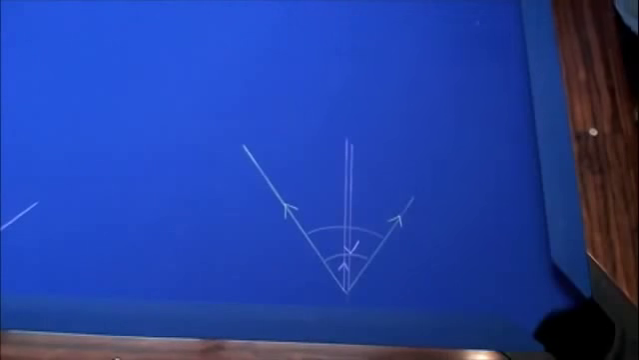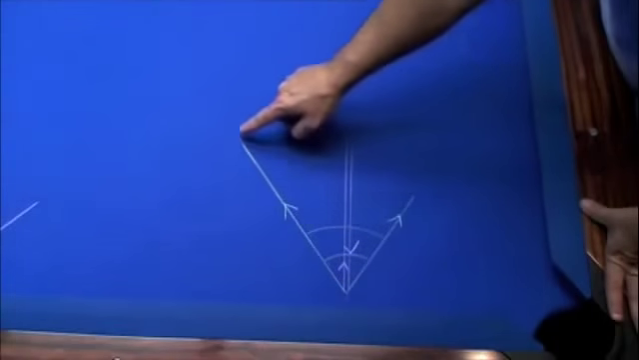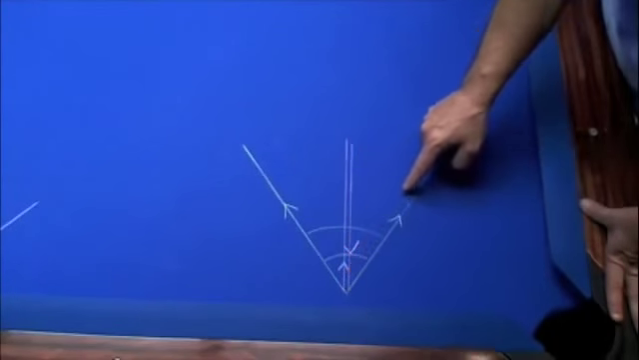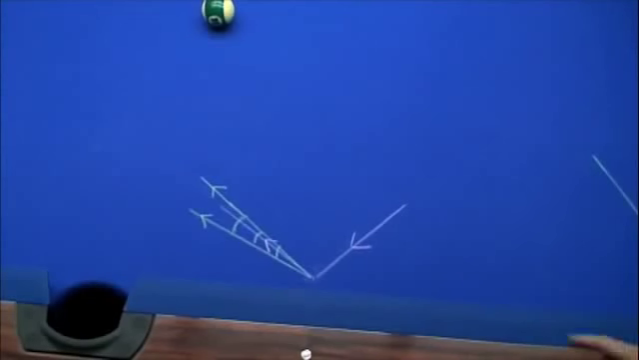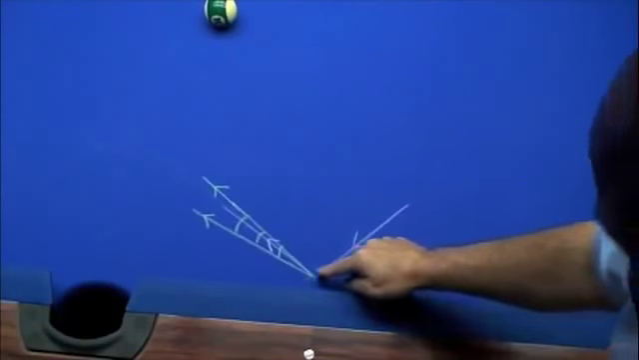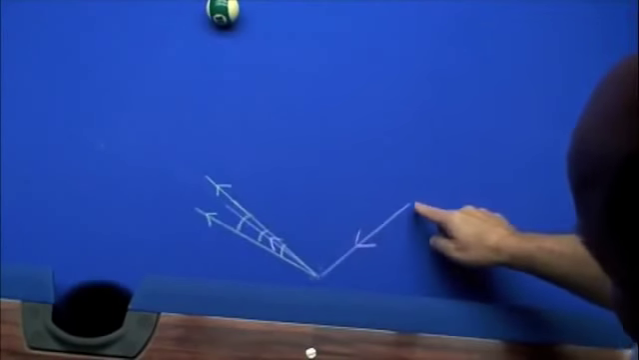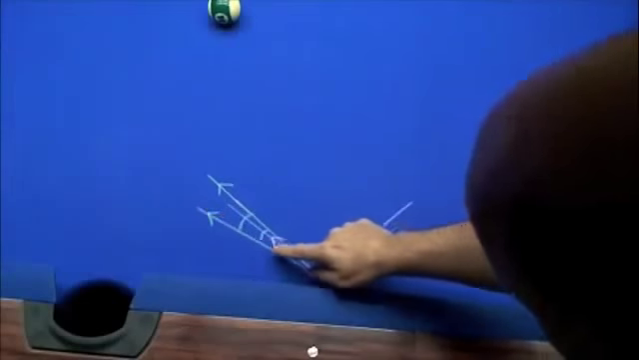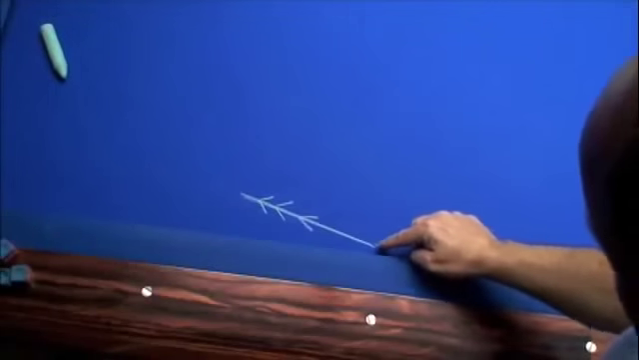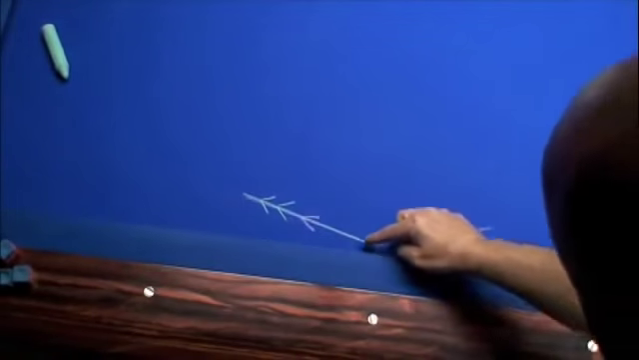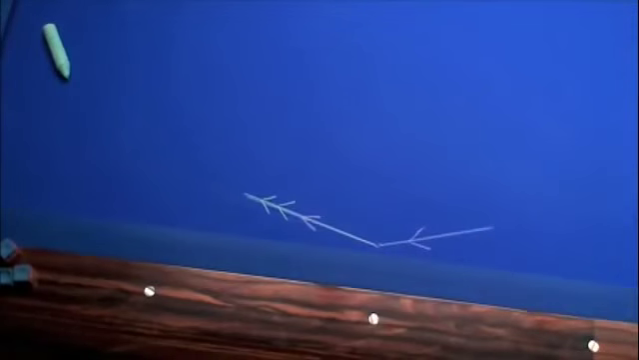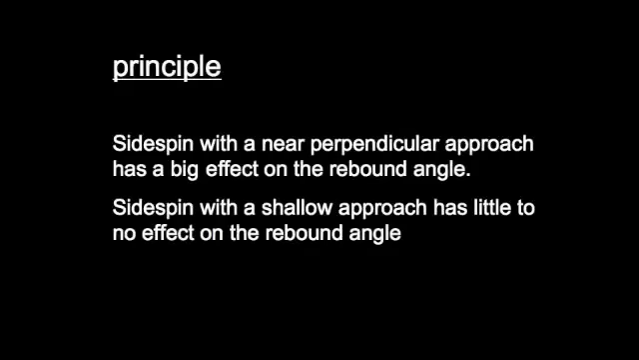So when you go anywhere near perpendicular into a rail like this, English has a big effect on the angle, a huge effect on the angle. When you go closer to 45 into the rail, English still has a decent effect on the angle, but it's not as big. When you go shallow into a rail like this, an important point: English has basically no effect at all on the angle coming off the rail.